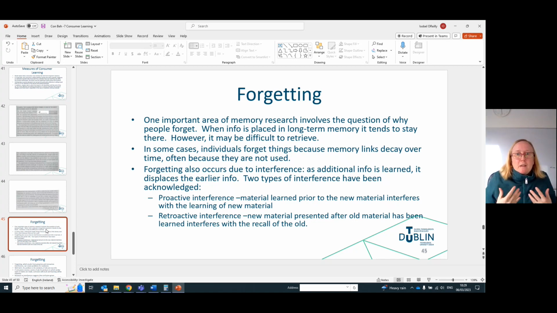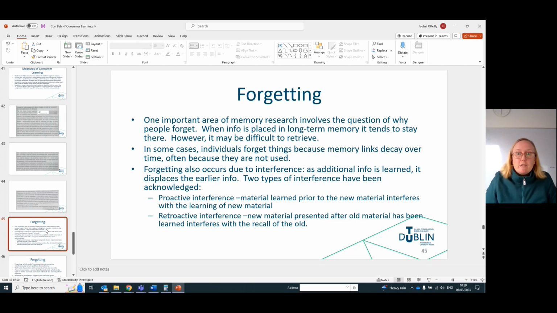When information is placed in long-term memory, it tends to stay there. However, it may be difficult to retrieve. How do we unzip that file? In some cases, individuals forget things because memory links decay over time, often because they're not used. Forgetting also occurs due to interference. As additional information is learned, it displaces the earlier information.